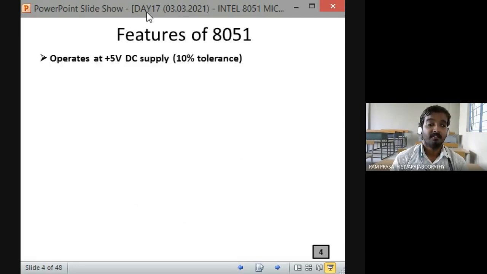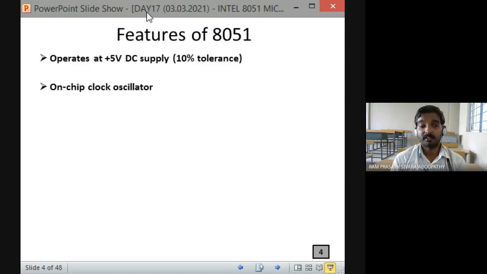First of all, it operates at a plus 5 volt DC supply with a tolerance of 10%. Plus 5 volt DC power supply is the operating voltage we have to provide for the 8051 microcontroller, with a tolerance of plus or minus 10%. That means it will operate in the range of 4.5 to 5.5 volts, but the typical operating voltage is plus 5 volt. Then it has an on-chip clock oscillator. What does it mean?